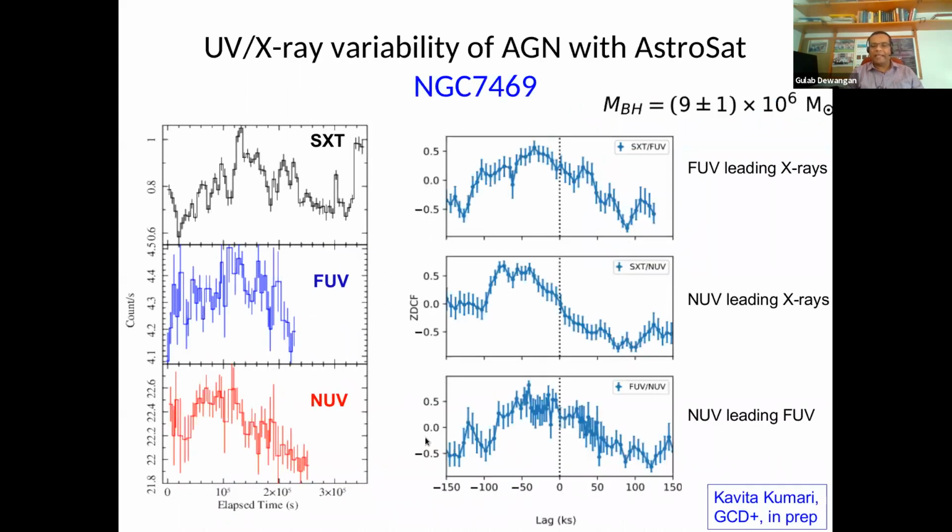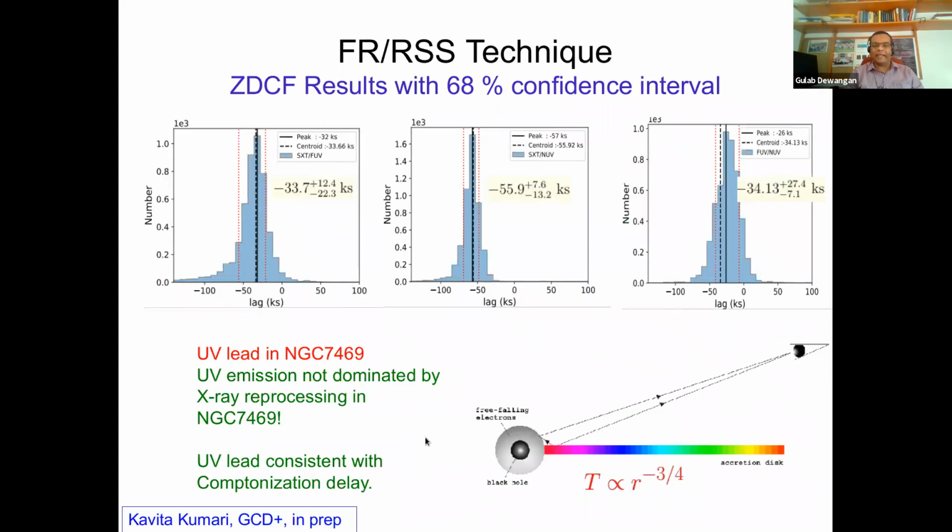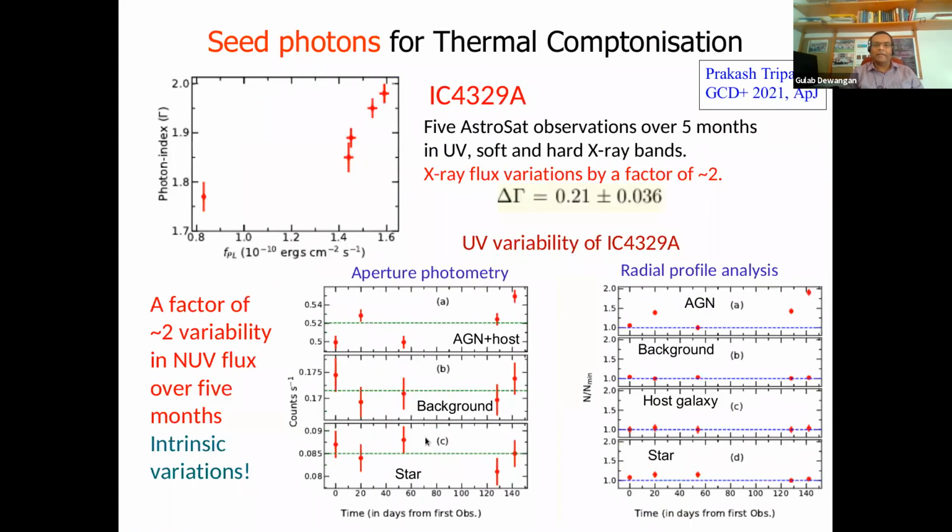With AstroSat observations also, we see very similar characteristics in other AGN. Again, the far UV and near UV emission leads the X-ray emission, and the time delays are consistent with what is expected from thermal comptonization. We have also studied the UV emission with multiple observations. In this case, if the UV is increasing, then it is supposed to cool the hot corona, and we have observed that in this particular AGN. I'll not go into the detail in the interest of time.